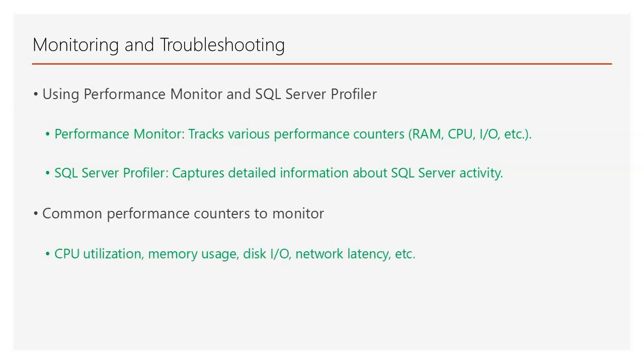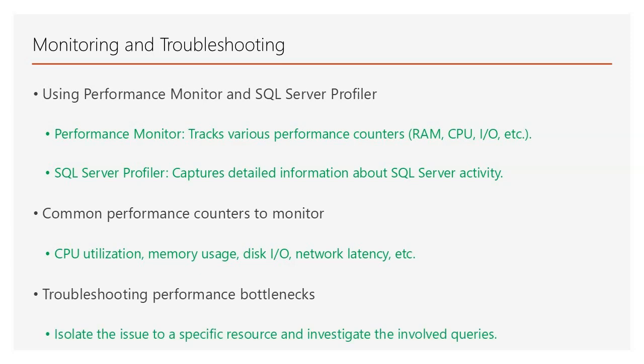There are several performance counters that you should regularly monitor, including CPU utilization, memory usage, disk I/O, and network latency. Monitoring these counters helps you detect bottlenecks and determine whether your SQL Server is under-resourced or overburdened. When you identify a performance bottleneck, it's important to follow a structured troubleshooting process. Start by isolating the issue to a specific resource, such as CPU or disk. Then, investigate the specific queries or operations that are consuming the most resources. By systematically narrowing down the root cause, you can address the issue effectively and restore optimal performance.